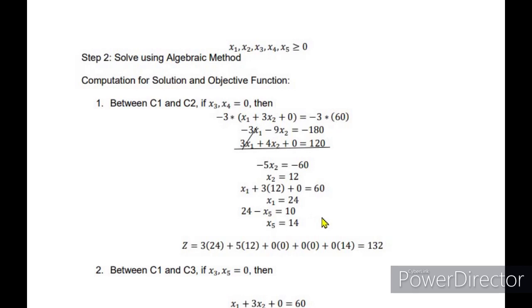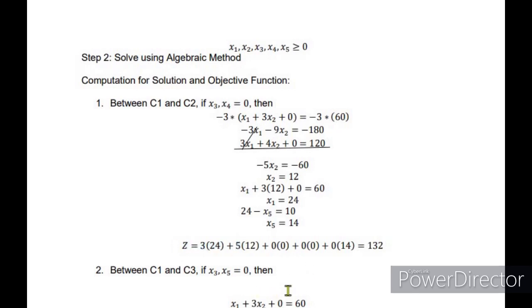Now to get the x sub 5 here, you just substitute the value of x sub 1 in the third constraint. Okay? So it is 24. Then simplify. Transpose, this will be negative 14. Since this negative x sub 5 has negative, it will be positive 14. Okay? So all the variables here are positive. So this is feasible. You will compute for the optimal z.